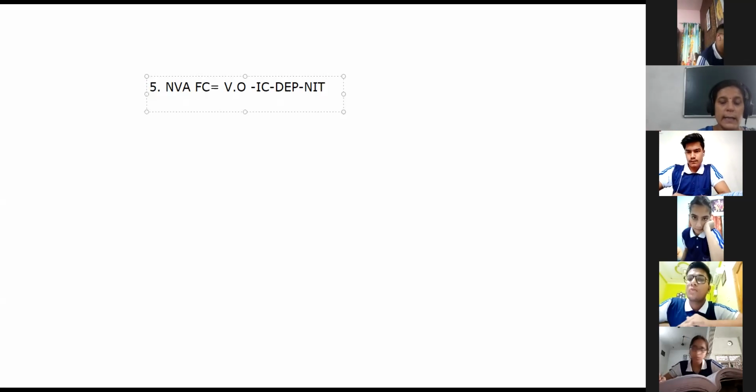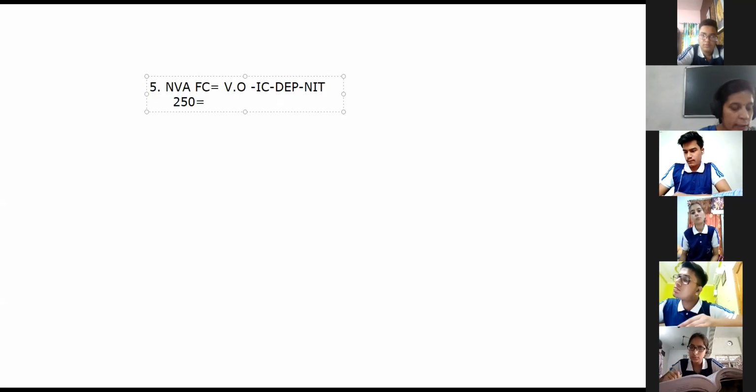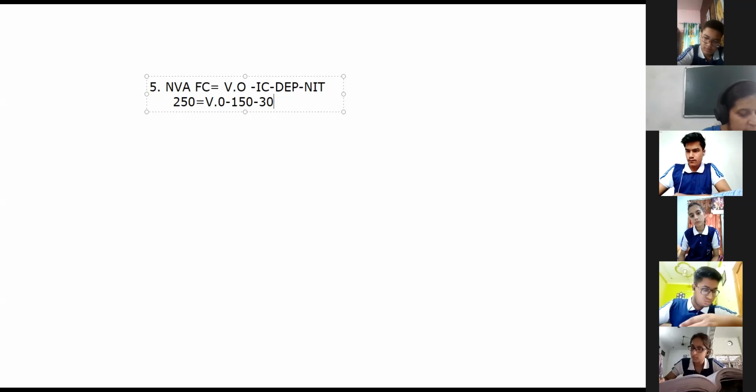Now what we will do next, that here NVA at FC is given, कितना दिया है NVA at FC यहाँ पर, 250 equals to value of output we have to calculate. Okay, then minus intermediate consumption is given over here as 150, minus depreciation is given as 30, and net indirect tax, which is GST, goods and service tax minus subsidies, that is 10 minus 10. ठीक है, we will solve first of all this area.